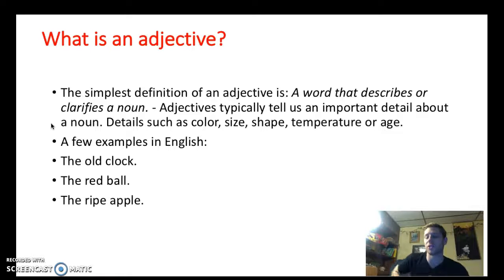Now, most of us should know what an adjective is based on our English classes or our ILA classes, Integrated Language Arts, because as we know, adjectives are a vital and essential part of any language. So, to start off, the simplest definition of an adjective is a word that describes or clarifies a noun. Now, adjectives typically tell us an important detail about a noun.